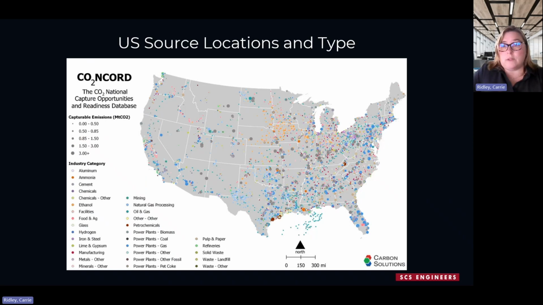These are the locations of the source, and this map comes from Carbon Solutions, who uses public data from emissions reporting and breaks down the different types of industrial emissions along with their volumes. You can see an uneven distribution of where emissions are found, but how they're mainly concentrated around the most populated areas of the country.